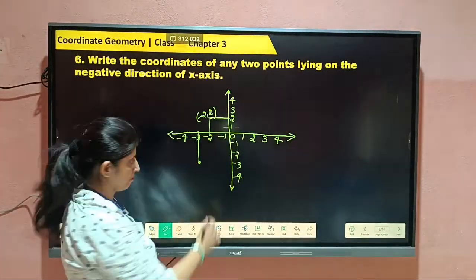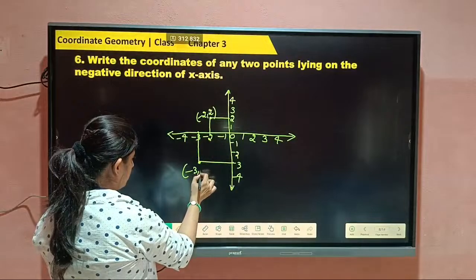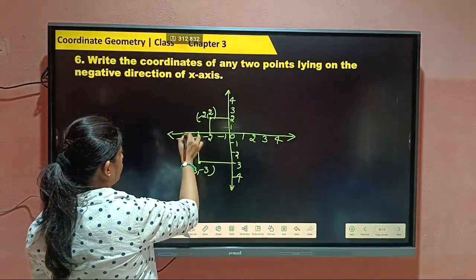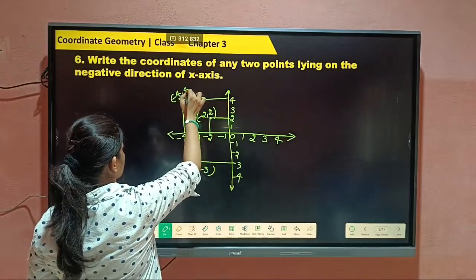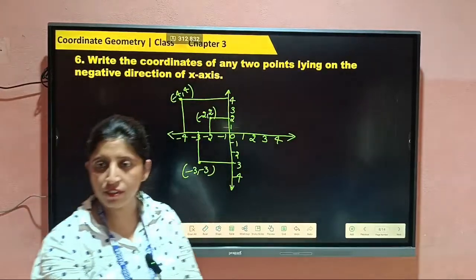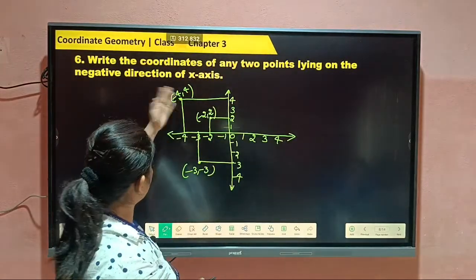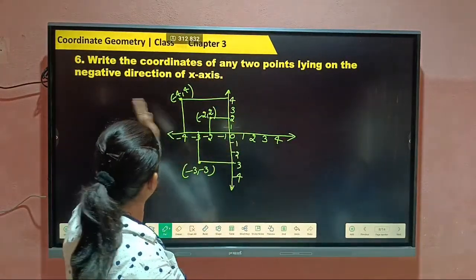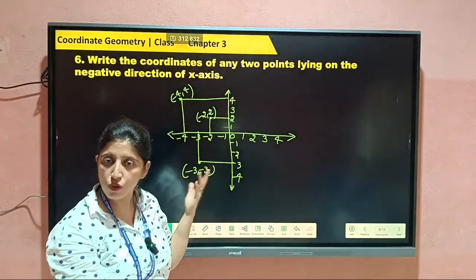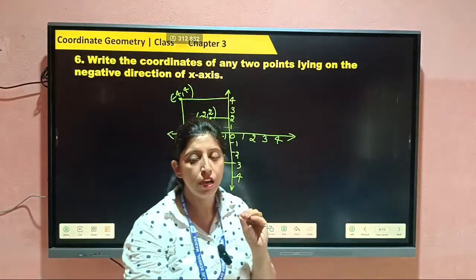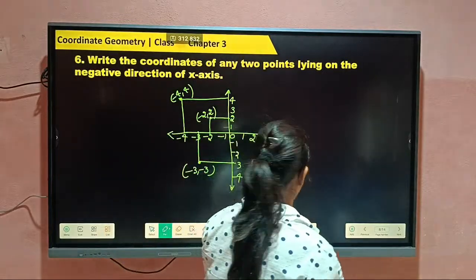Suppose I am taking this one, minus 3, minus 3. This is also a coordinate. We can take like this also, minus 4 and 4. Any two points we can choose, it's up to you, because it is given: write the coordinates of any two points lying on the negative direction of the x-axis. But x should be negative. Y positive or negative doesn't matter. These points we can choose very easily.